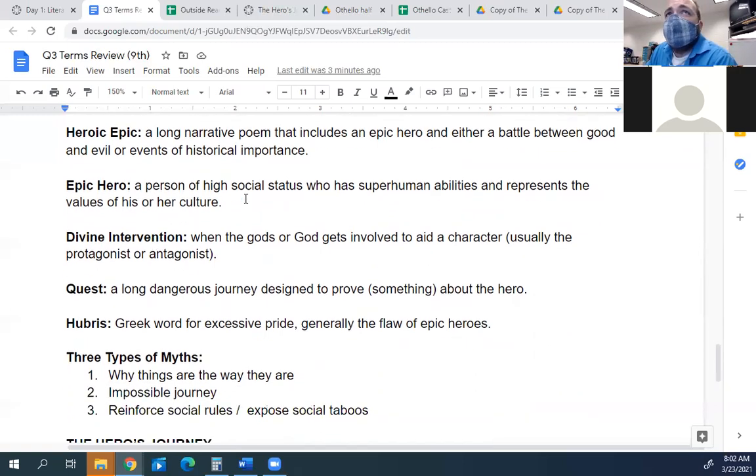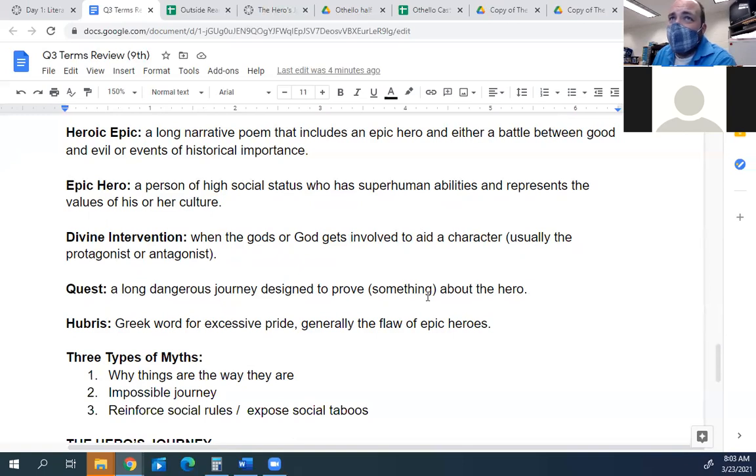An epic hero is a person of high social status who has superhuman abilities. In the case of Odysseus, super intelligence. In the case of Achilles, he was dipped in the river Styx and is invulnerable to weapons. He also represents the values of his or her culture. Divine intervention is when the gods or God get involved to aid a character, usually the protagonist or antagonist, often both. A quest is a long, dangerous journey designed to prove something about the hero.